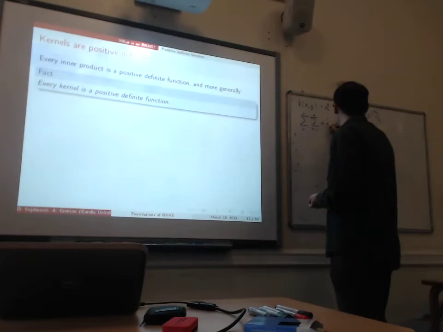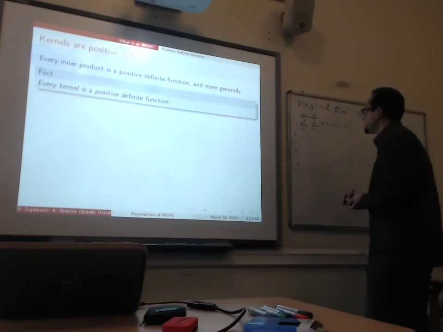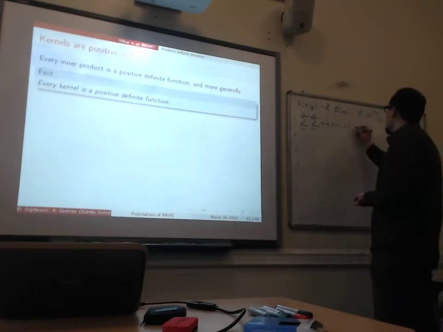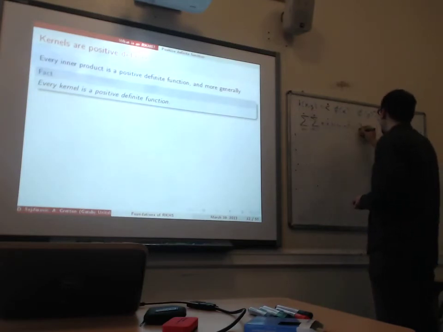For some scalars and some points in my original space. So by the property that this is a kernel, I know that I can write it in this way, so let us just do that.